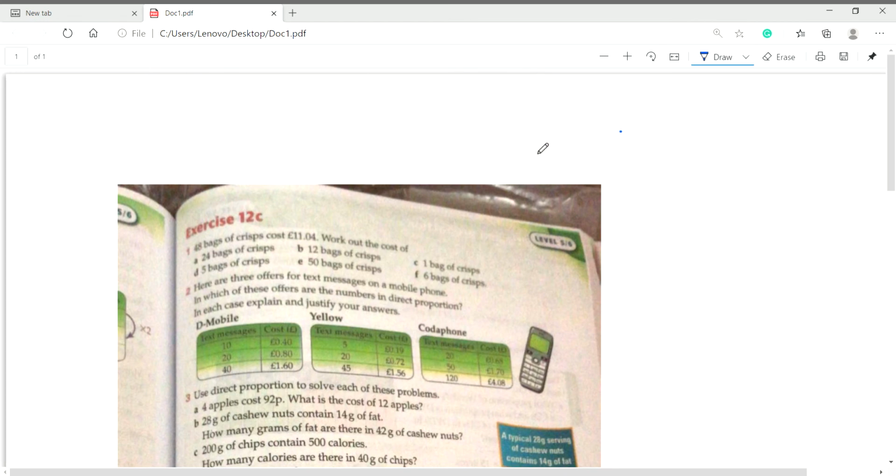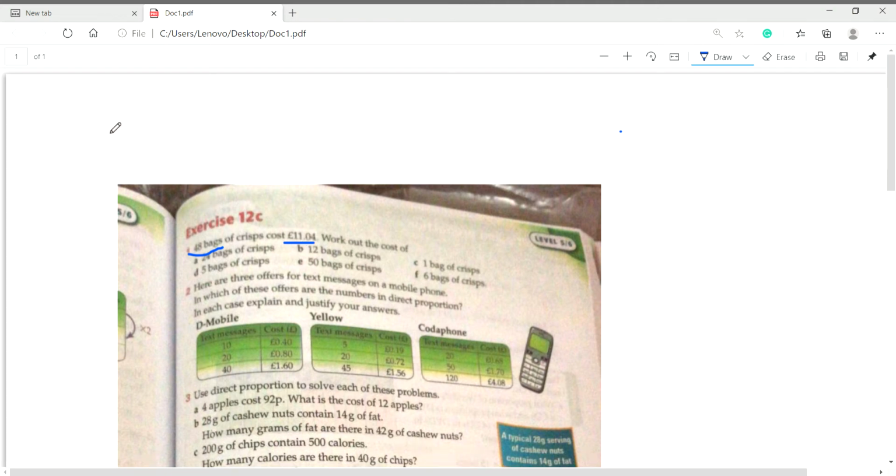Guys, in the first problem here, 48 bags of crisps cost 11.04. Work out the cost of 24 bags of crisps. Actually, here we are doing it with cross multiplication method for all this kind of questions. But here you see the price of 48 bags of crisps is 11.04, and this 24 is half of 48. That's why the price of 24 bags will also be half of 11.04.